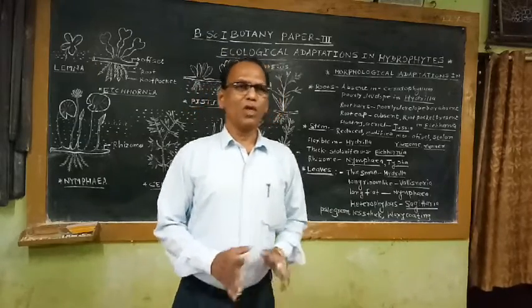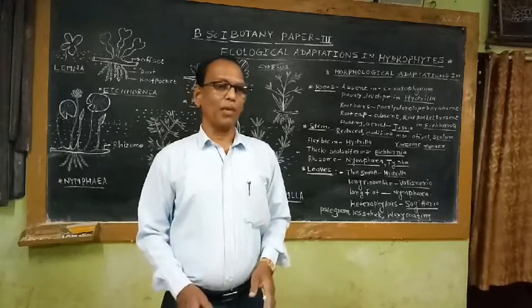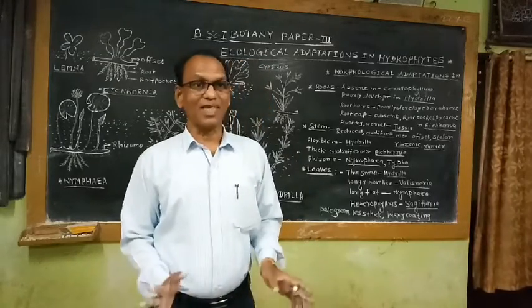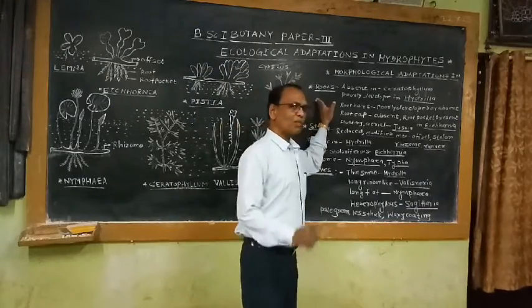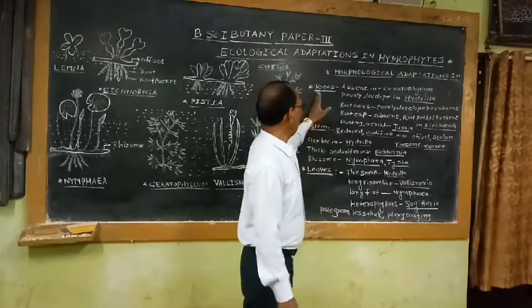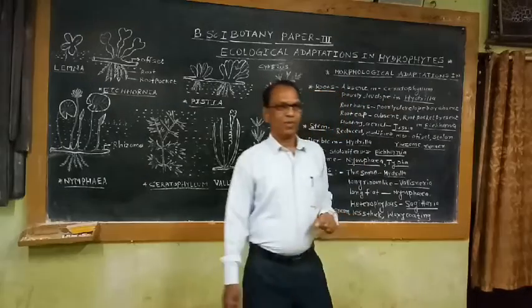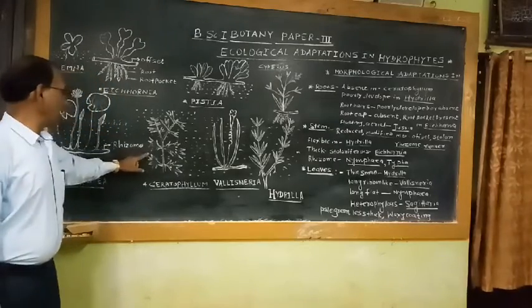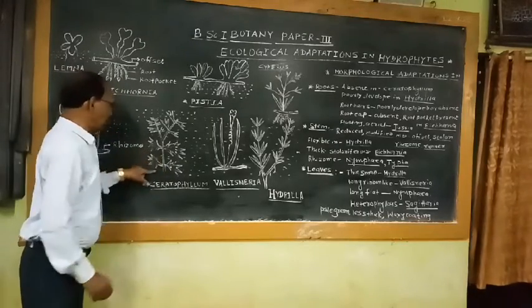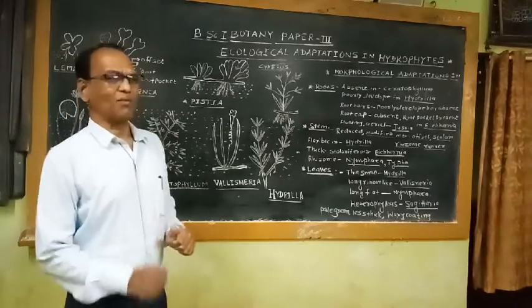That's why there is no necessity to develop more roots, more root branches, more root hairs, etc. That's why the root system in most hydrophytic plants is poorly developed. In some hydrophytic plants, the root system is totally absent. For example, this is an example of a submerged hydrophyte. The name of this plant is Ceratophyllum. In this Ceratophyllum plant, roots are totally absent.